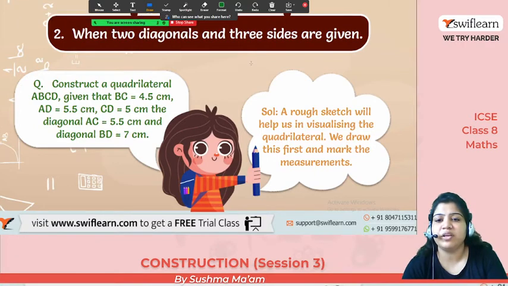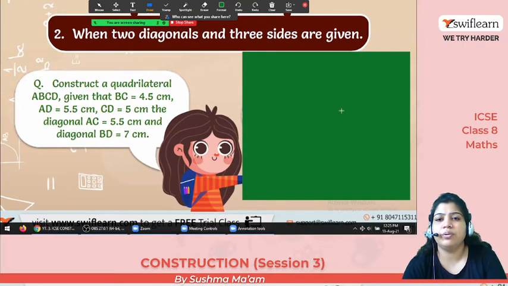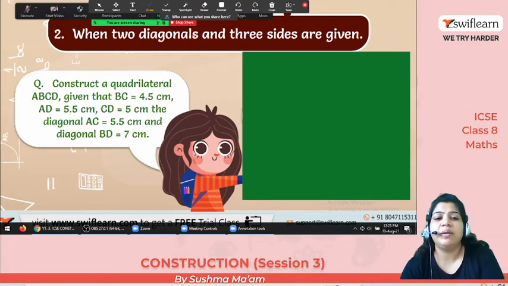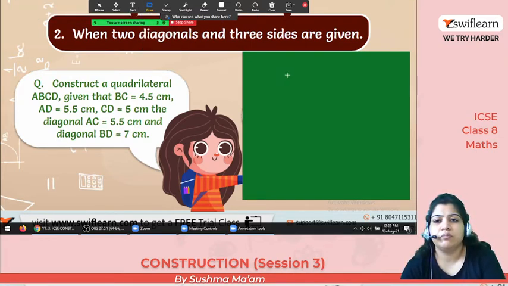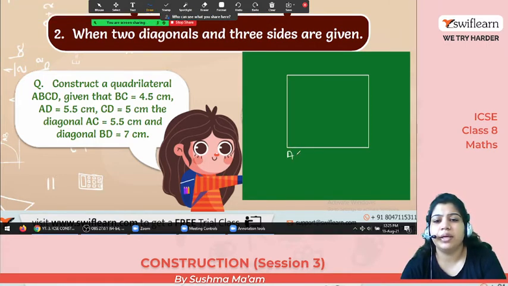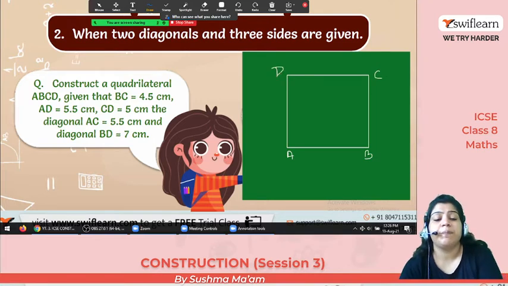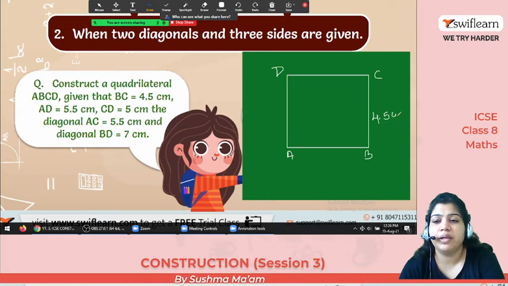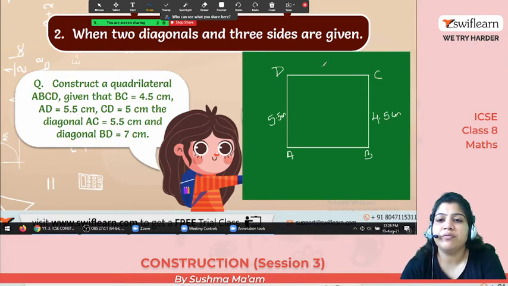Let's make a rough sketch then. So here we will make... Okay, so what we have to do? ABCD, my quadrilateral, I'll just make it like this. Okay, A, B, C, D. Now BC value is 4.5 length, AD is 5.5, CD is 5 centimeter.